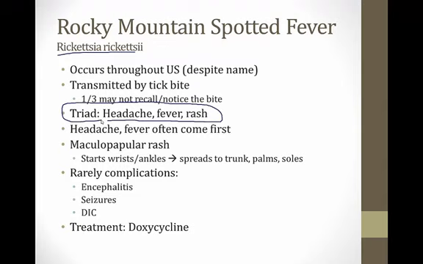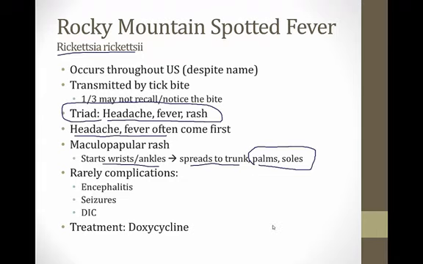The way you're going to recognize this is by noticing that someone's got a possible tick exposure and then has a characteristic rash. Now the headache and fever often come first, but then it gets the classic rash, which is a maculopapular rash that starts at the wrists and ankles and then spreads to the trunk, and very importantly, it involves the palms and soles. There are only three rashes that involve the palms and soles. One is syphilis, the other is Coxsackie virus, and the third is this one.